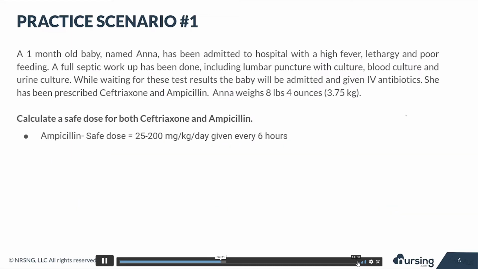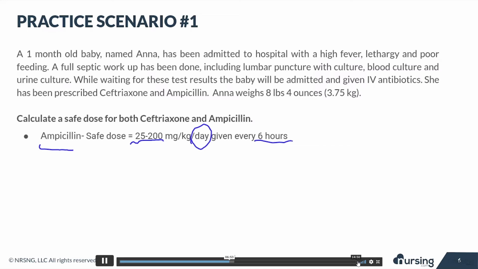Okay, so moving on, we're going to calculate our safe dose range for ampicillin. Now, remember, I mentioned that some medications will give you a range for what is safe. For ampicillin, the safe dose range is 25 to 200 milligrams per kilogram per day, given every 6 hours. So just remember to pay attention to why we're giving the medication. If it's a more severe infection, it may be appropriate to give 200 milligrams per kilogram. If it's a less severe infection, you might give a lower dose. So just always know why we're giving a med.